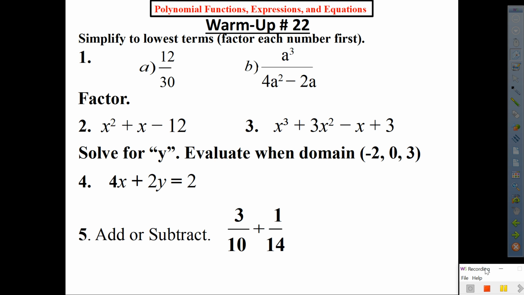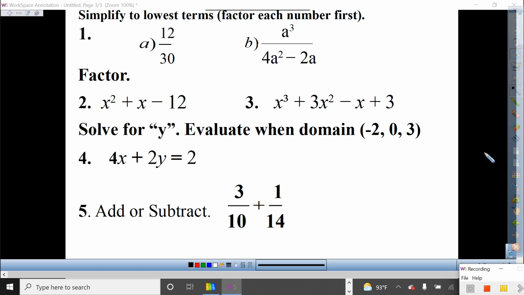And for number 5, it says add or subtract, and they give us 3/10 plus 1 over 14. All right, I'll give you some time for that. Copy and go. All right, let's see what we got. Let me go over number 1 really quick.